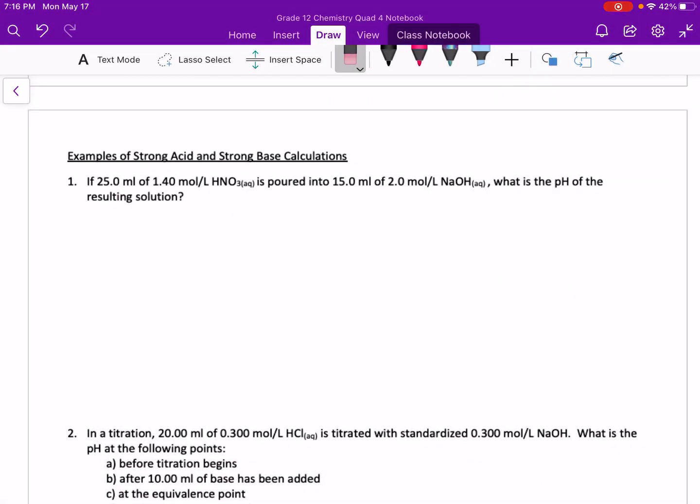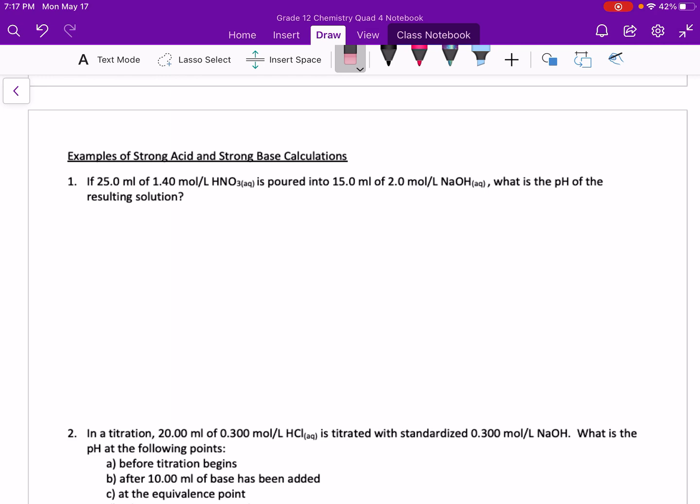We're going to look at examples of a strong acid and a strong base calculation. If we have 25 milliliters of 1.40 mole per liter nitric acid poured into 15 milliliters of a 2 mole per liter solution of sodium hydroxide, what is the pH of the resulting solution?